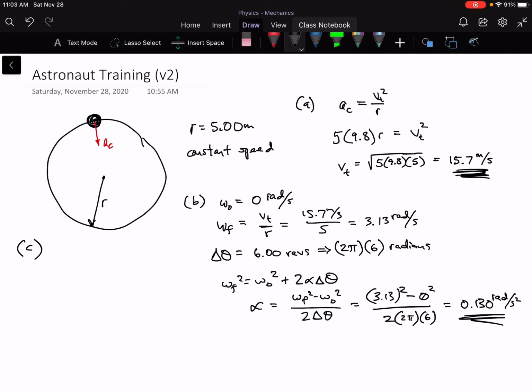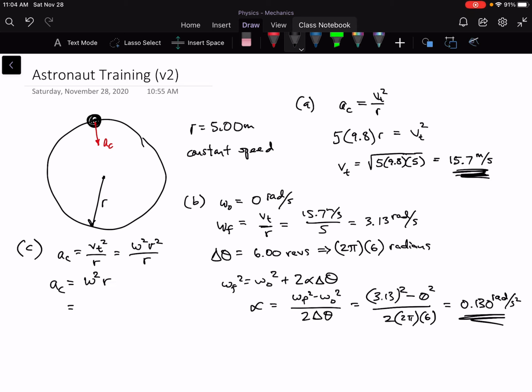Okay, part C, how would the acceleration in part A compare to the acceleration of a box sitting 2 meters from the axis of rotation? Okay, well, you can go about this a couple of different ways. One way is to rewrite the centripetal acceleration equation in terms of angular velocity. If you do that, you get omega squared r squared over r. And so a equals omega squared r.